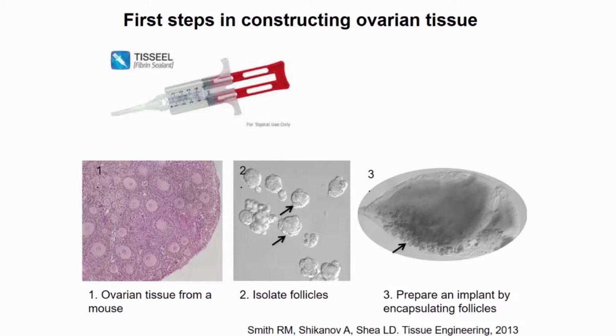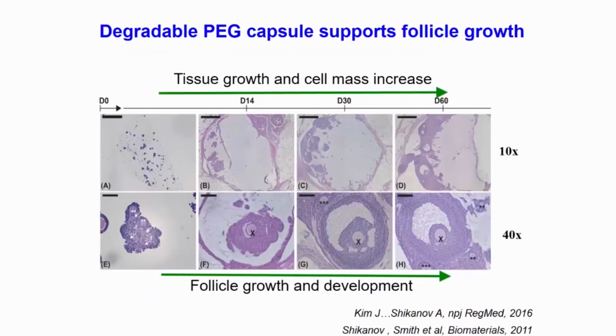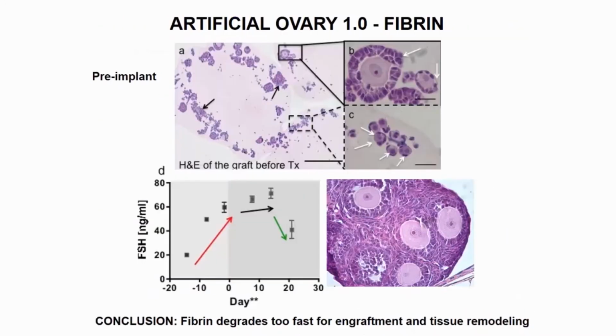So why do you need to put it in a matrix? We know that if you just inject the cells anywhere in the body, they just get lost. So you do have to provide some sort of initial material to support folliculogenesis in the beginning. We implanted those artificial ovaries, and you can see that all the follicles are encapsulated in fibrin, and we have some early secondary and a lot of primordial follicles.